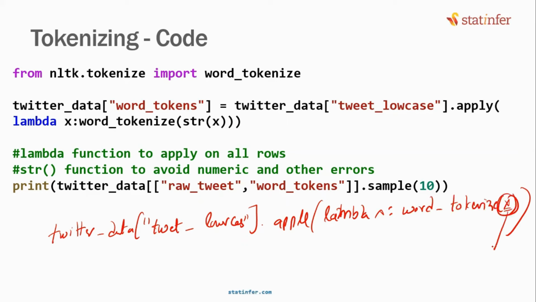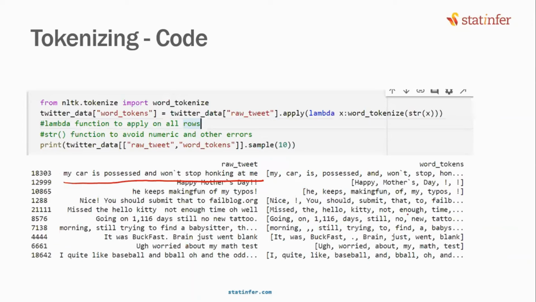But to be on the safe side, do we write x directly, or what do we need to write in the place of x? String value of x. Why is that necessary? Maybe if there is some numerical data, word tokenize may not work on it. So string value. So what is the output you will get? The output is my car is possessed. This is the input, and this will be the output.